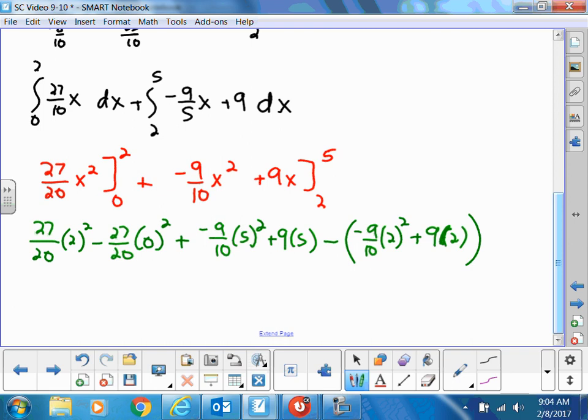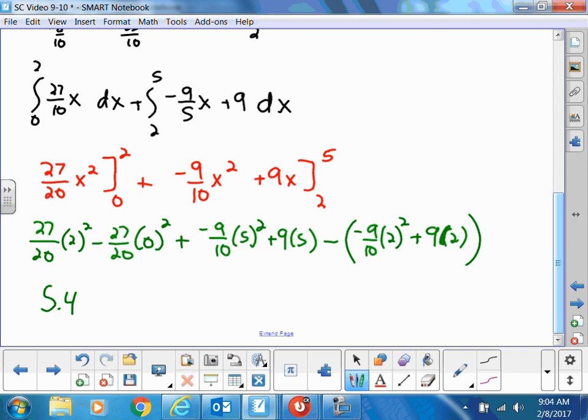So 2 squared is 4. Basically, the 4 wipes out with a 4 on the bottom, and that'll just give us 27/5. Well, 27/5 is really just 5.4. The next part wipes out because it's just 0.